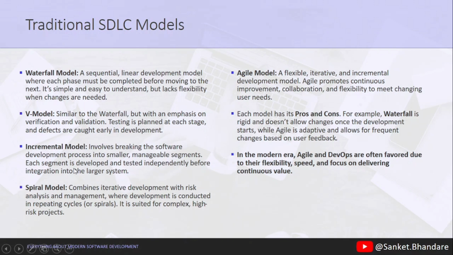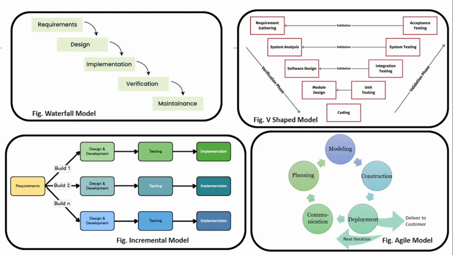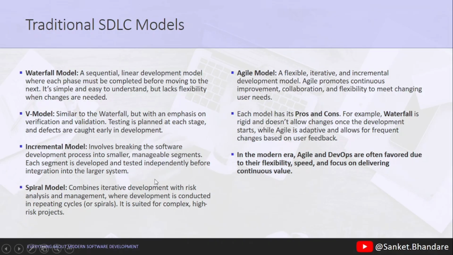Next one is the incremental model. An incremental model involves breaking the software development process into smaller manageable segments. Each segment is developed and tested independently before integration into the larger system. Here you can see the incremental model, and your requirements are being segregated into multiple segments where each segment is developed and tested independently before integrating into the larger system.